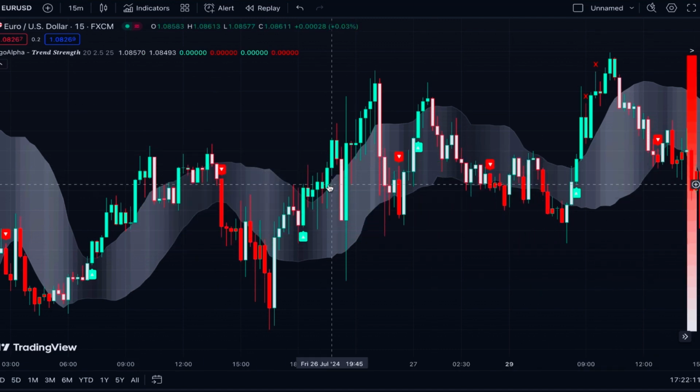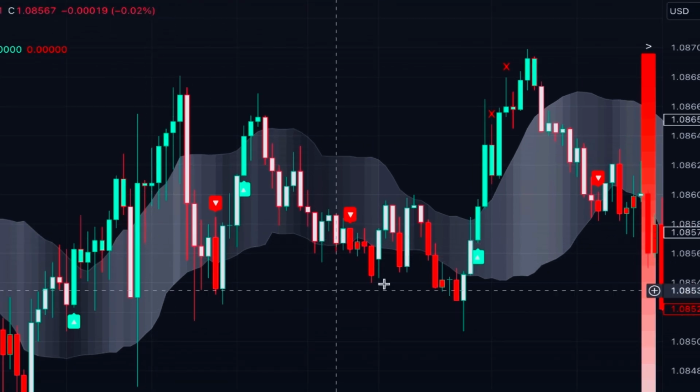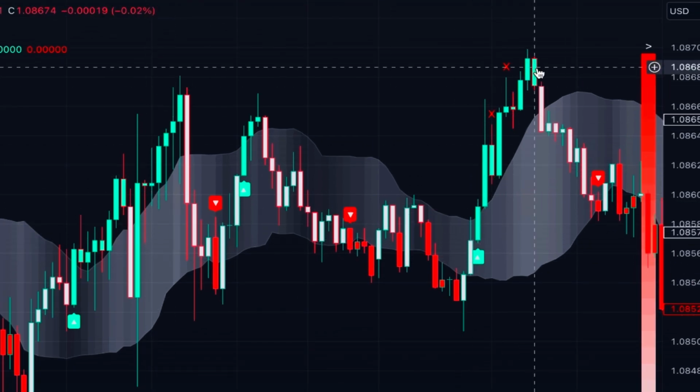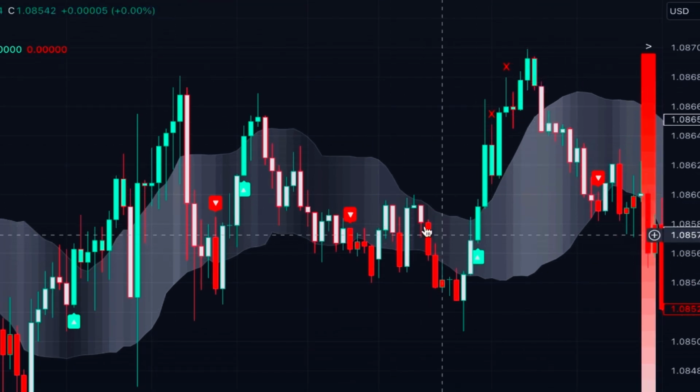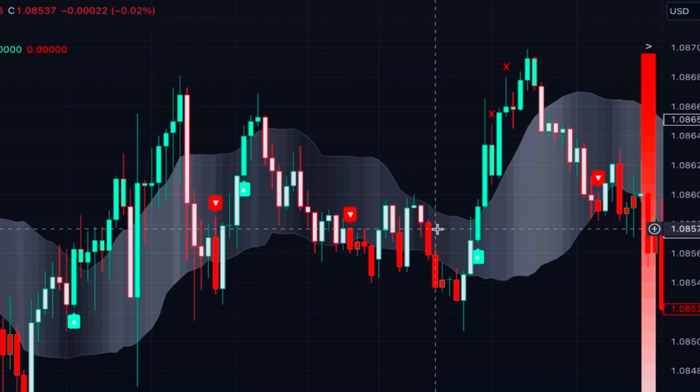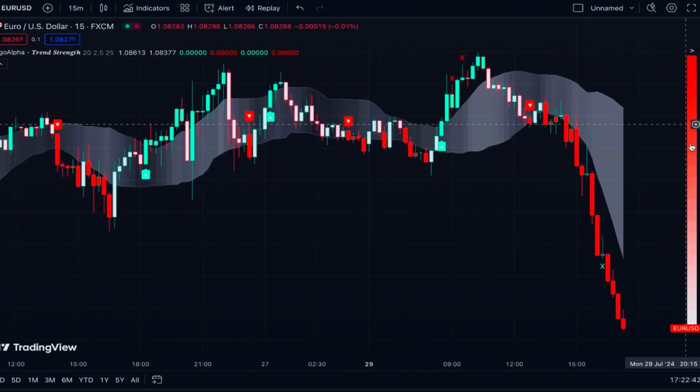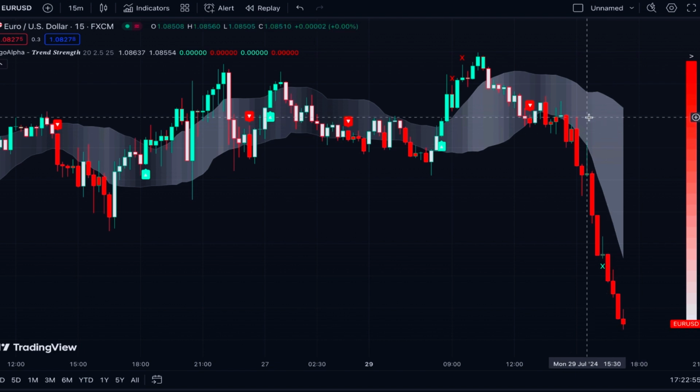The color of the cloud can also help us to measure the strength of the trend. When the color is lighter, this shows a stronger movement of the market, and when it becomes darker, it shows weakness in the trend. We have also a vertical bar here that has the same functionality like the cloud, and it helps us with measuring the strength of the current short-term movement of the market.